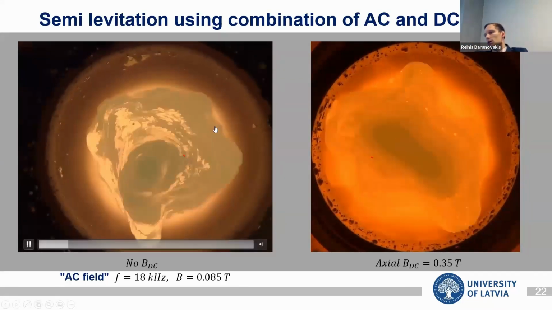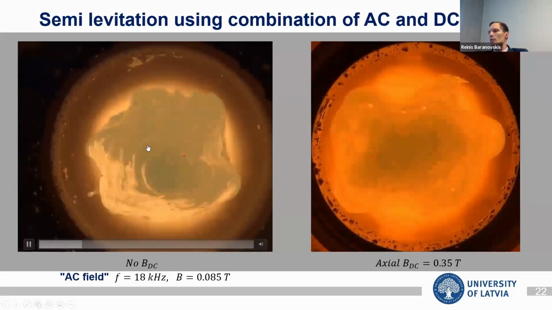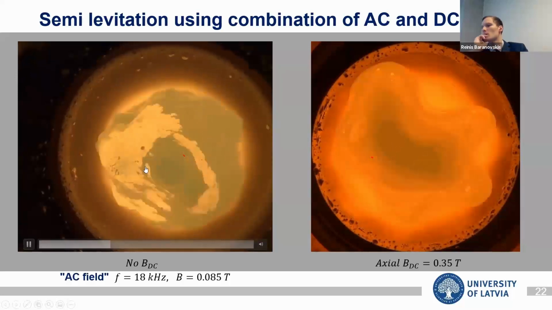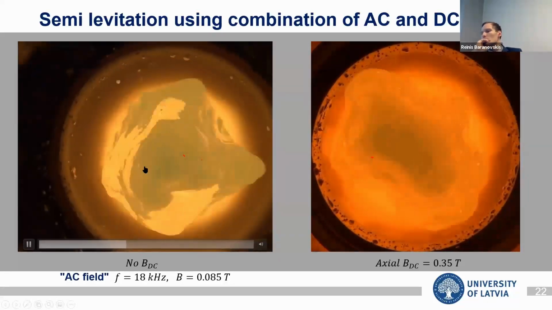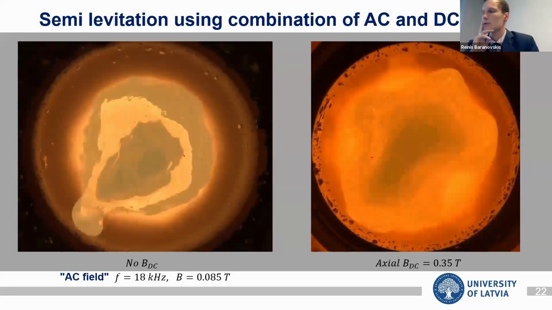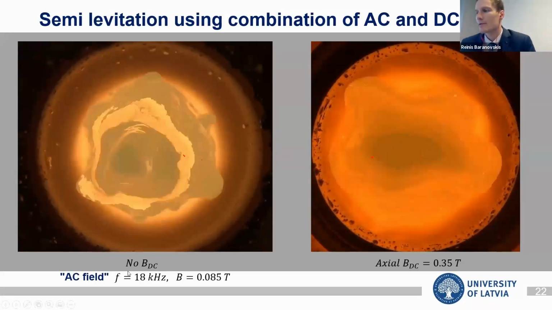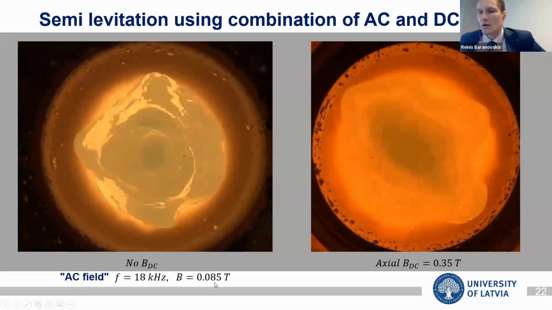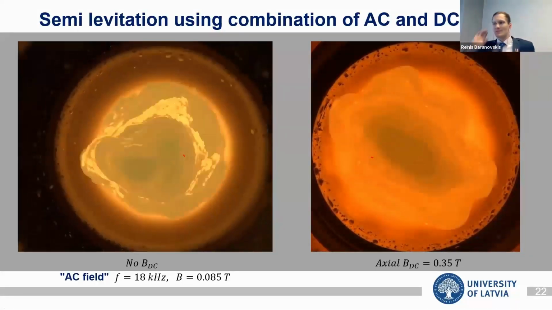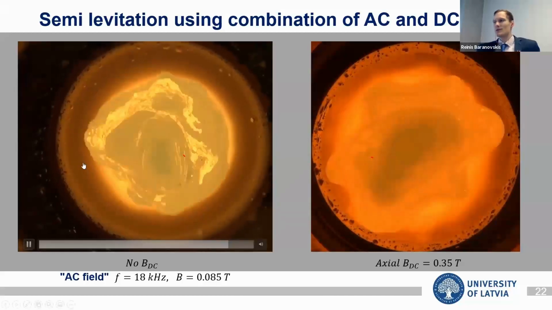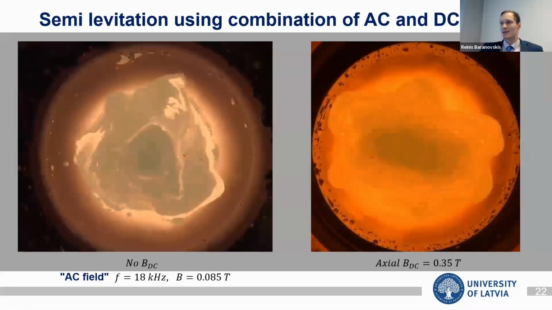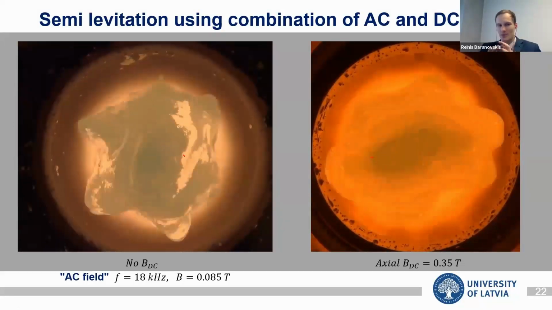So on the left side, this is what happens when we put this copper droplet into an alternating magnetic field. There's no static magnetic field. There's only interaction of this medium with the alternating magnetic field of 18 kilohertz and almost 85 milliteslas. The droplet is oscillating chaotically. There are other small drops flying around.